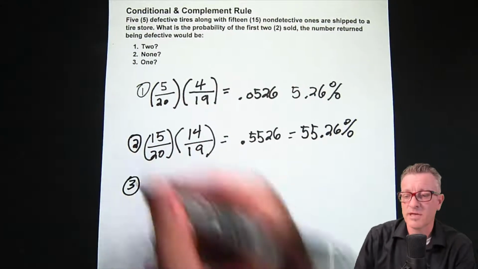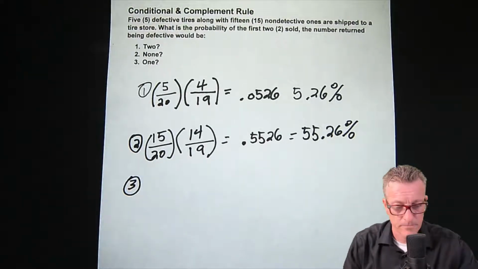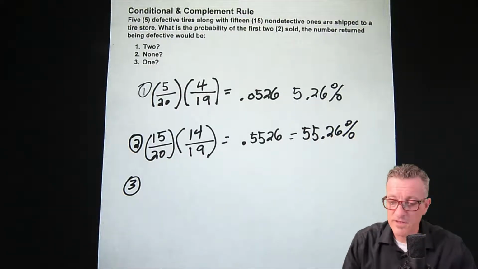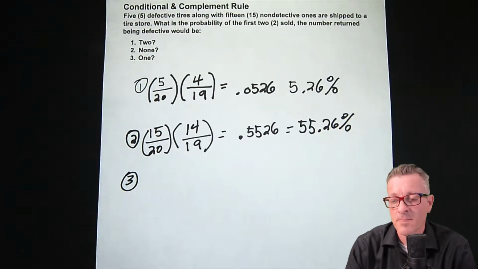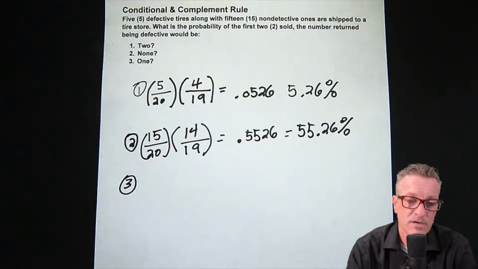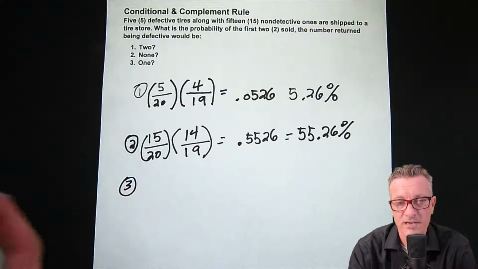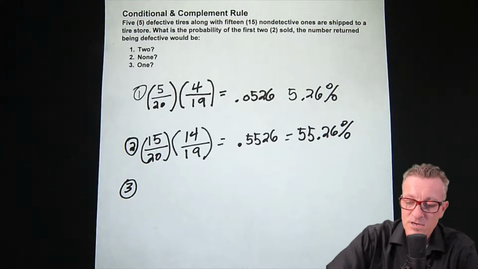Okay? So the third one's tricky. It's tricky because we actually have to solve it 2 different ways. The numbers are the same, but I'll show you. For this one, we're looking for 1 defective. 1 defective means that somebody could get a good tire, then a defective, or a defective, then a good. So we have to solve it both ways.